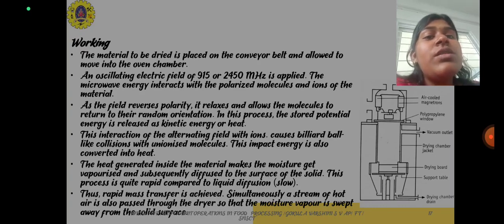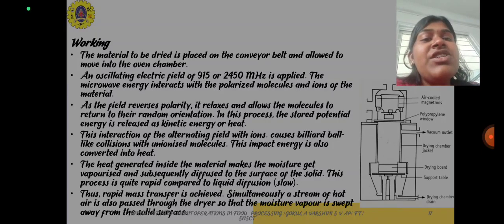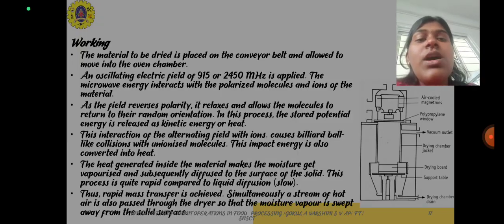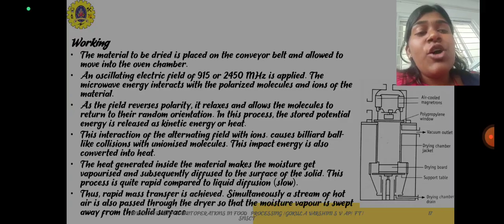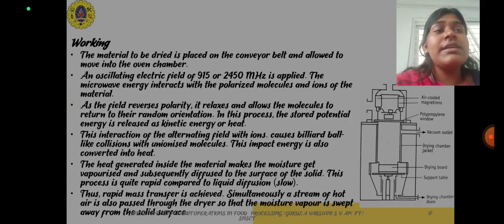In this process, the stored potential energy is released as kinetic or heat energy, and this interaction of the alternating field with ions causes billiard-ball-like collisions with the unionized molecules, whose impact energy is also converted into heat energy. The heat generated inside the material makes the moisture vaporize and subsequently diffuse to the surface of the solid. This process is quite rapid compared to liquid diffusion, which is very slow, and thus rapid mass transfer is achieved. Simultaneously, a stream of hot air is passed through the dryer so that the moisture vapor is swept away from the solid surface.